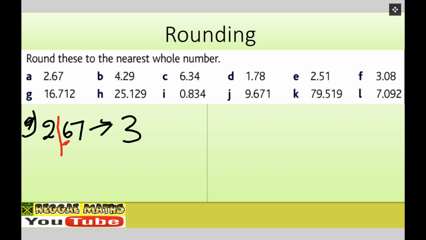Okay. Next, B, 4.29. So you can see the decimal place. Looking at the 2, this first decimal place is below 5, so that's 4.